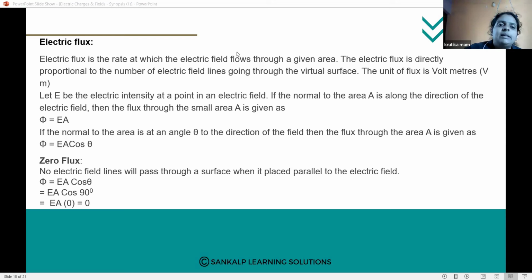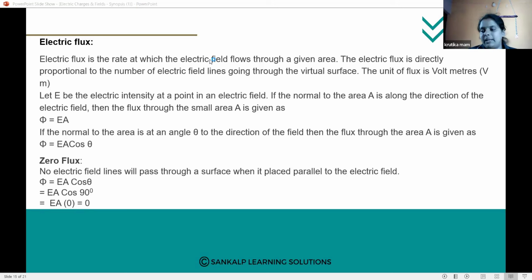The electric flux is the rate at which the electric field flows through a given area. The electric flux is directly proportional to the number of electric field lines going through the virtual surface, and the unit of flux is volt meter. The unit of flux is what? Volt meter. Write down the unit: volt meter is the unit of electric flux. How can you define it? It is the rate at which the electric field flows through a given area.